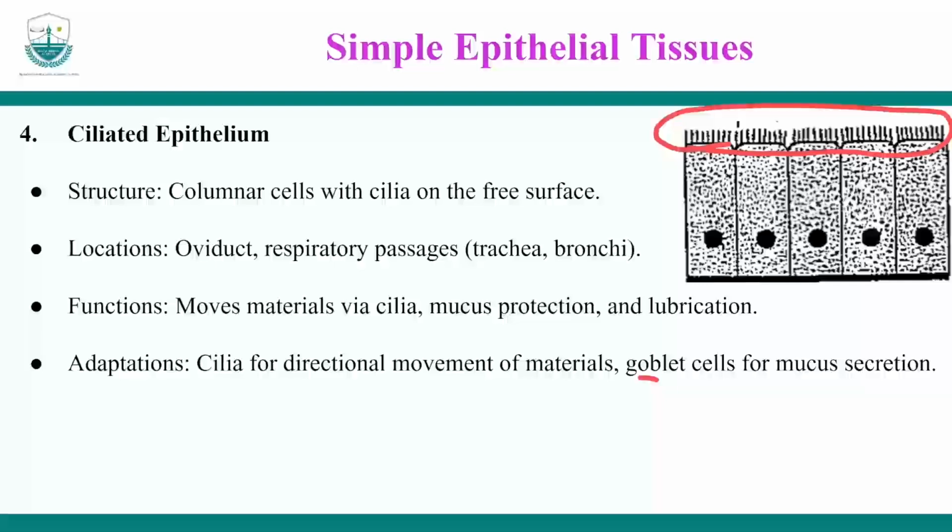Aid movement of the female gamete for fertilization. Also, some of these simple ciliated epithelium have goblet cells that are important for mucus secretion. And this mucus is very important for lubrication, but also for protection.